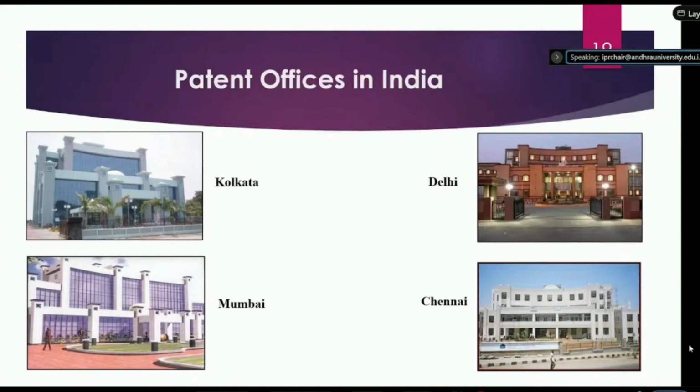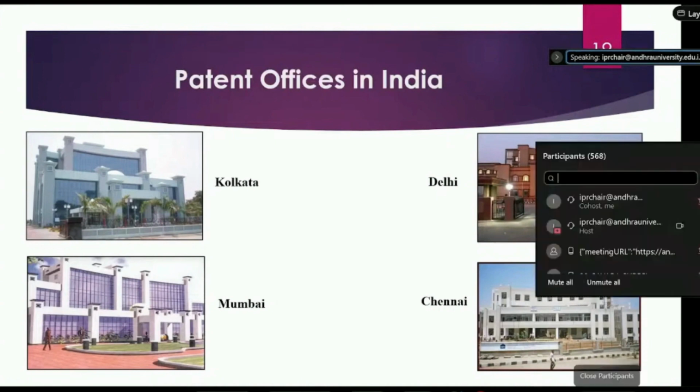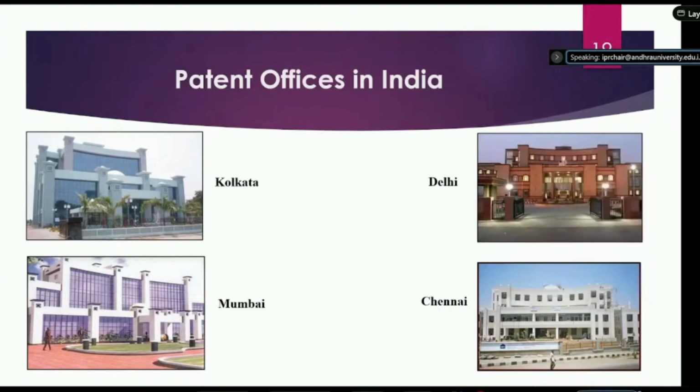So there are certain jurisdictions. Southern India files in Chennai, western India files in Mumbai, northern India files in Delhi, and the rest of India files in Kolkata because that is the head office. But that does not mean that you can file in Kolkata for the south; they will transfer it to Chennai.